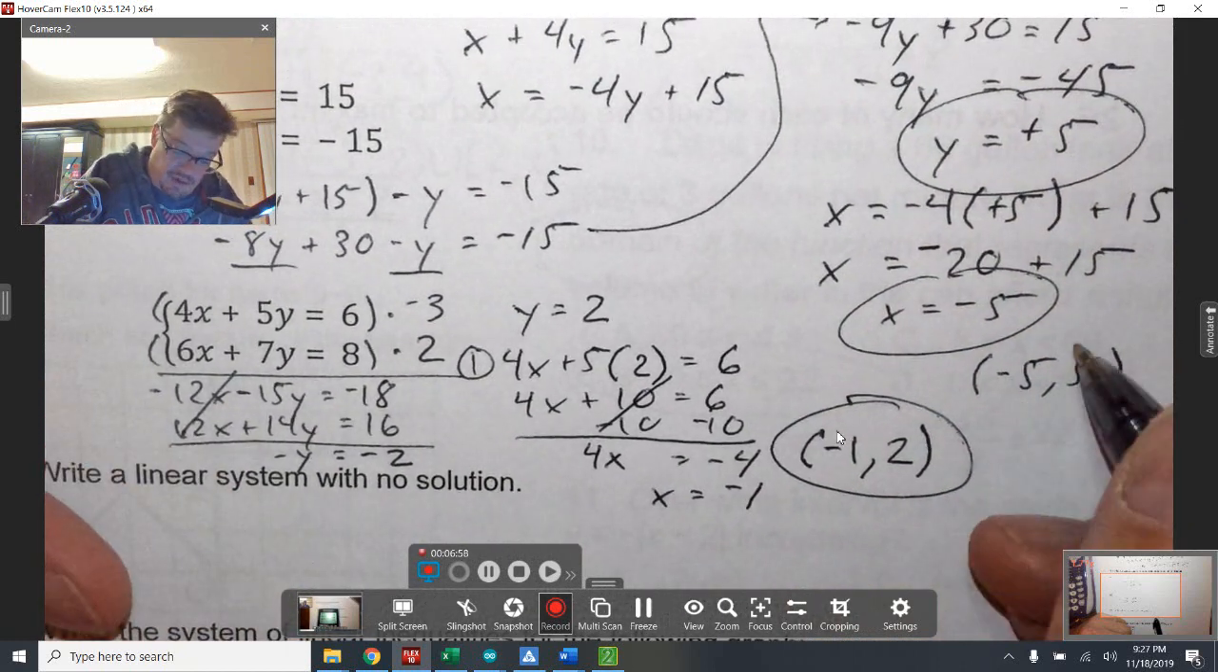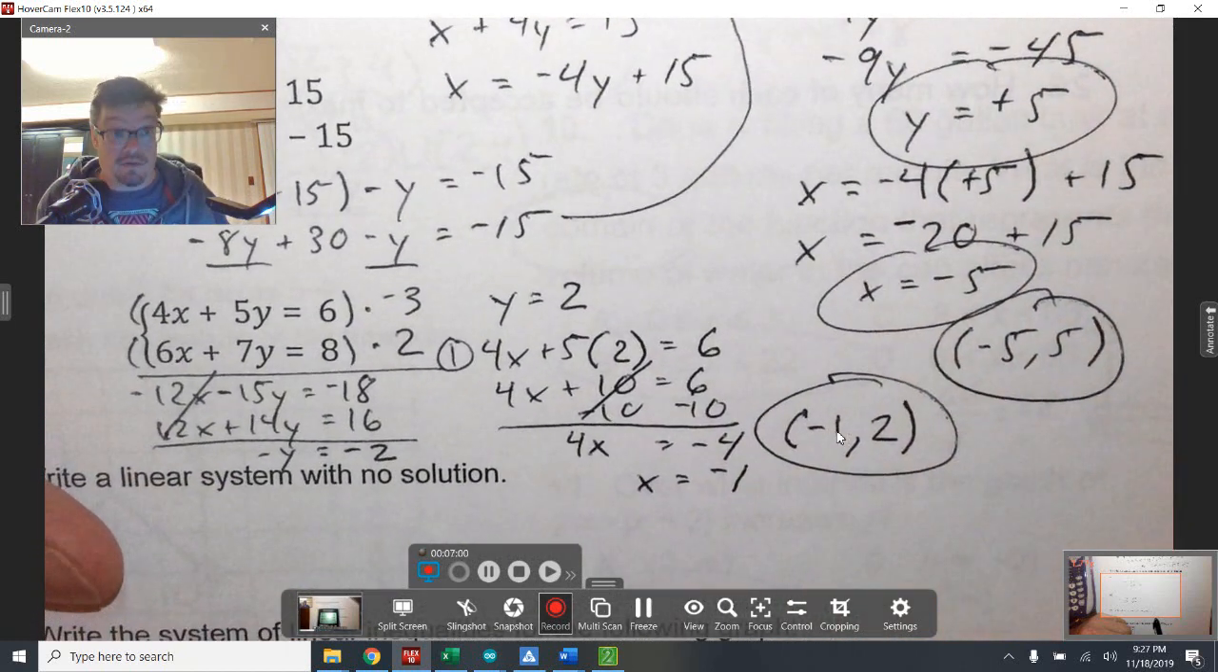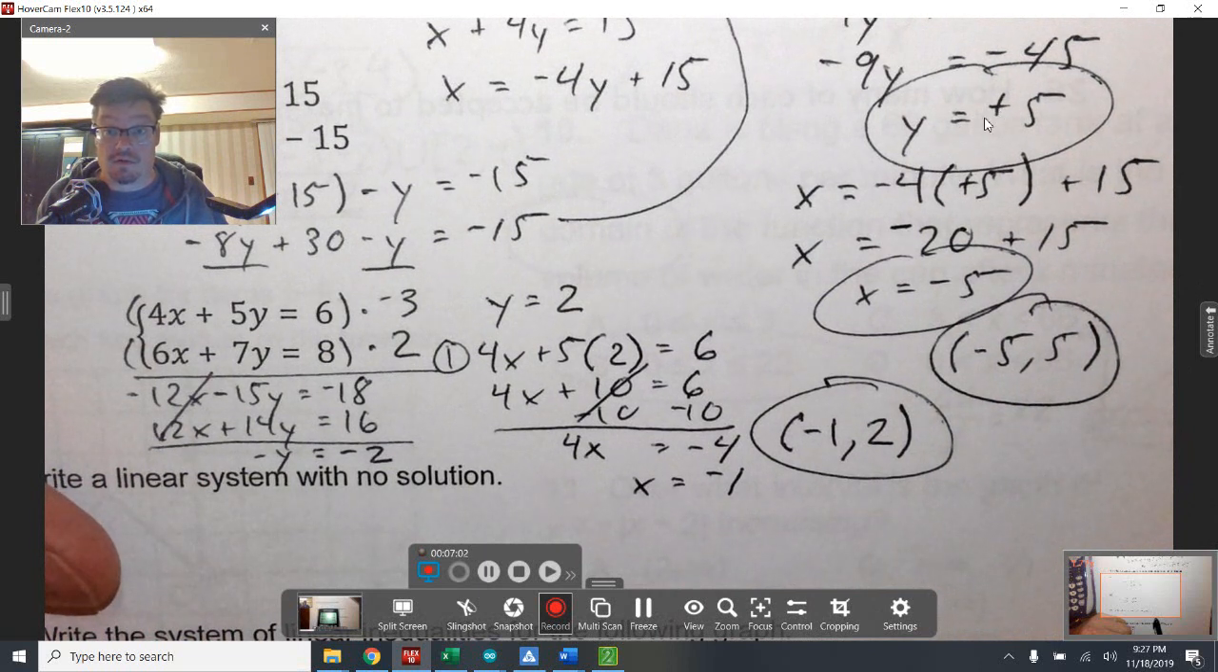Just as for number 21, that would be the better solution. Don't leave them separate here. Make sure you put them in an ordered pair.